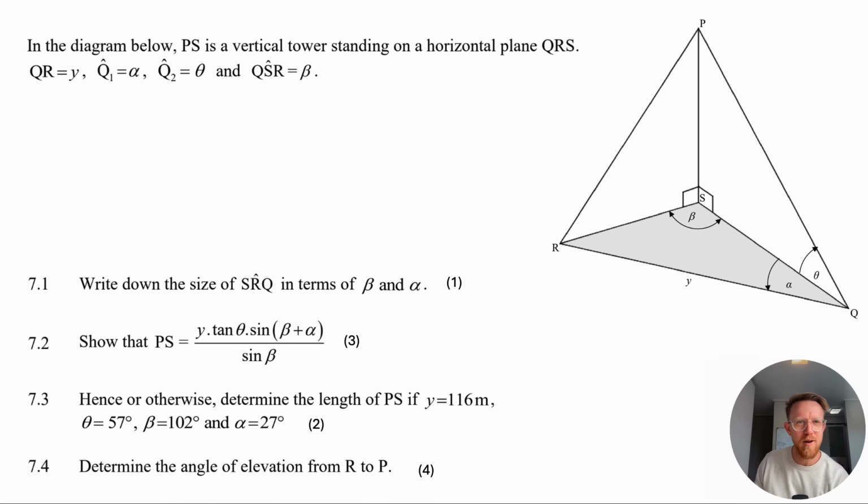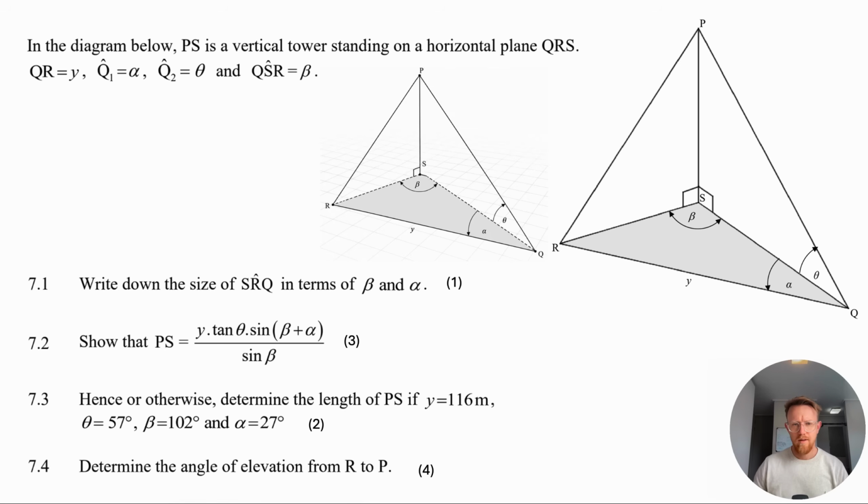In the diagram below, PS is a vertical tower standing on a horizontal plane. Right, so some learners do struggle with the whole 3-dimension thing. So I don't know if that helps, but pretty much this part here is on the floor. You see how I've added like a little floor in the background here. So you could think of this as this part here is completely flat on the floor.